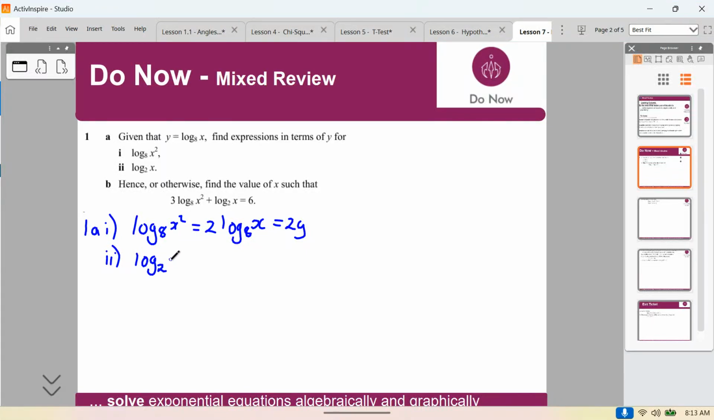Log 2 of x is equal to log 8 of x divided by log 8 of 2. So 2 is the cube root of 8, 1 over 3 as an exponent. That gives us this.